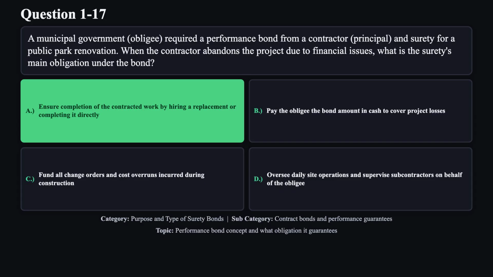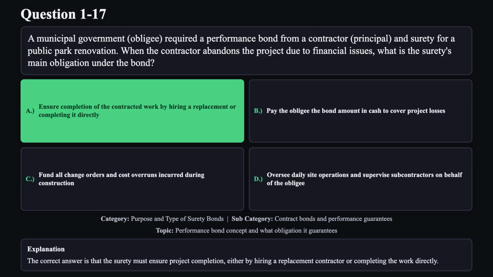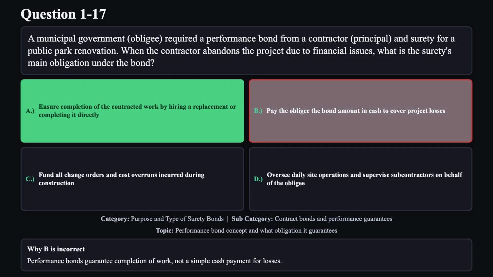The correct answer is A. The correct answer is that the surety must ensure project completion, either by hiring a replacement contractor or completing the work directly. Reason B is not correct. Performance bonds guarantee completion of work, not a simple cash payment for losses.